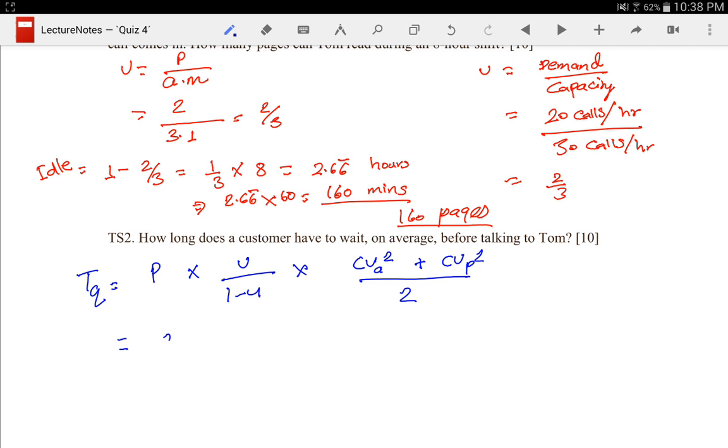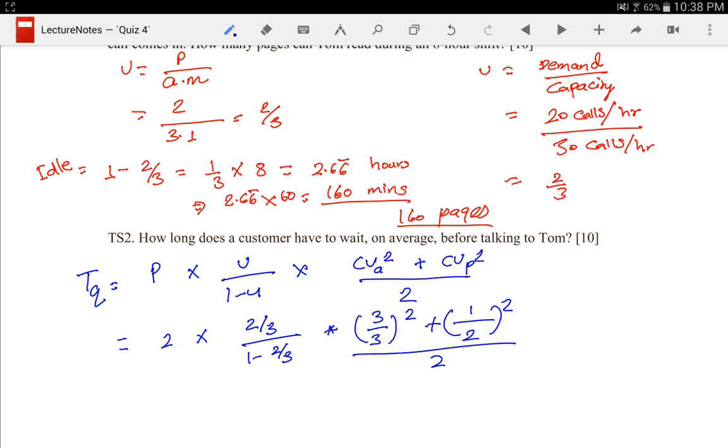P is easy, the processing time is 2. Utilization as we calculated is 2/3. 1 minus U is 1 minus 2/3. CVA square is the standard deviation of arrival, which is 3, divided by the mean of inter-arrival time, which is 3, squared. Plus the standard deviation of processing time is 1, and the mean of the processing time is 2, so 1/2. This whole thing divided by 2.